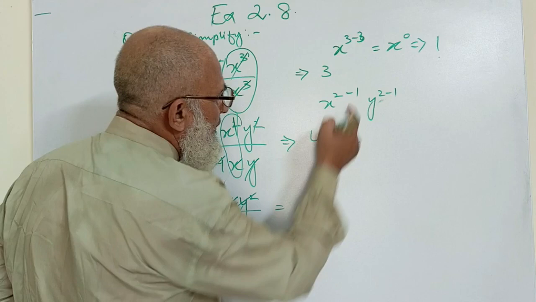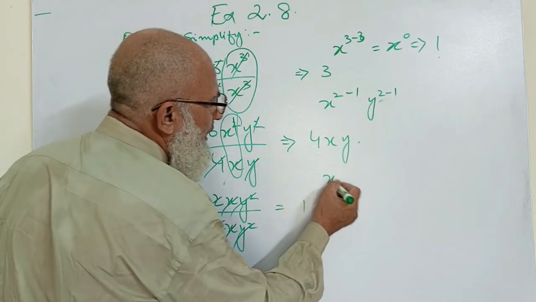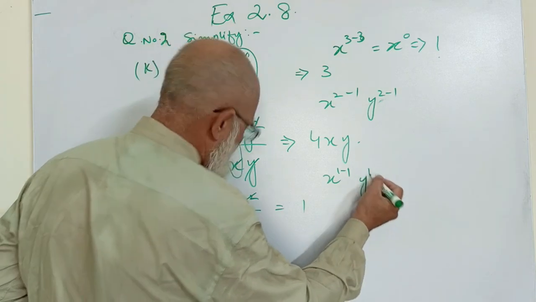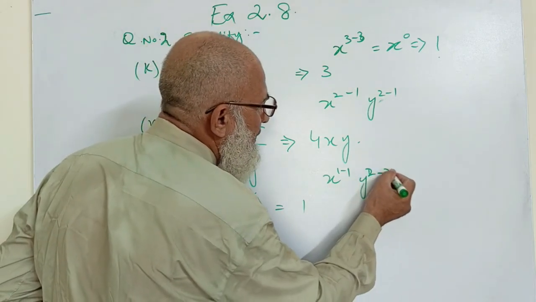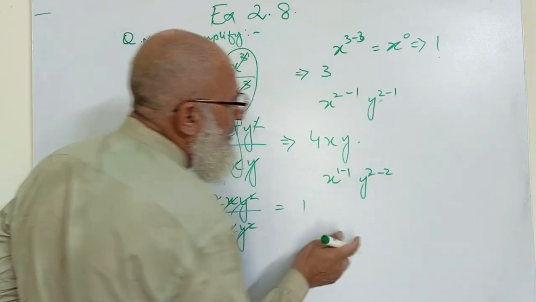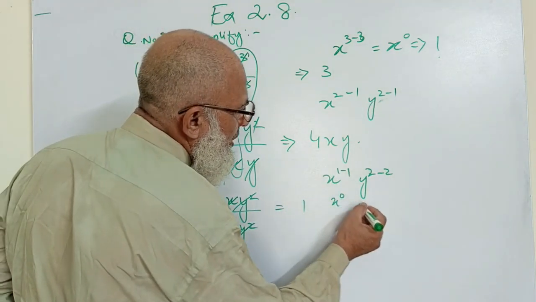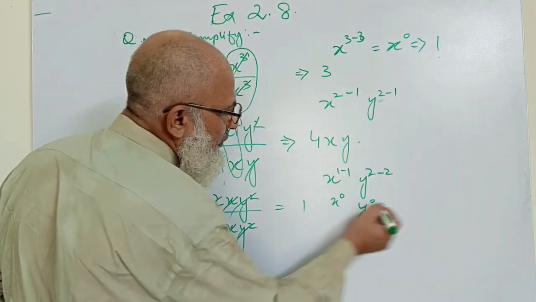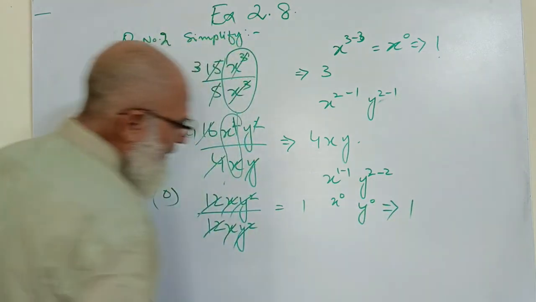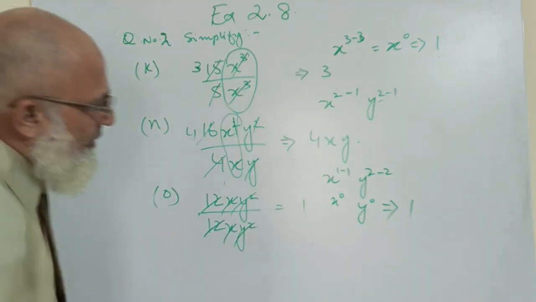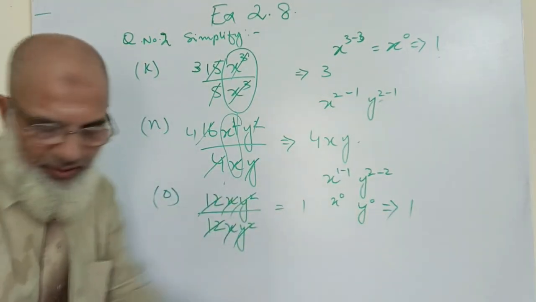What will happen here? It will become x^(1 minus 1) and y^(2 minus 2). 1 minus 1 is 0, and y^(2 minus 2) is y^0. So all will become 1, and the final outcome is 1 over here.